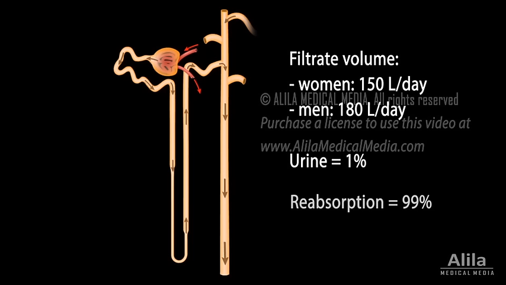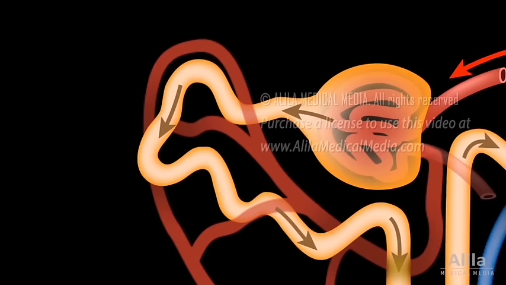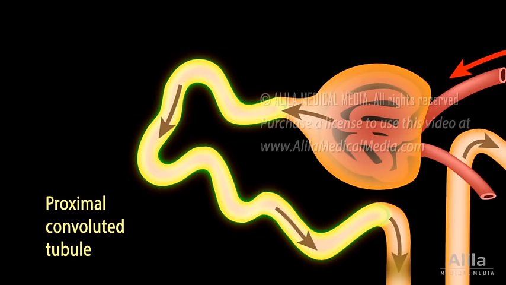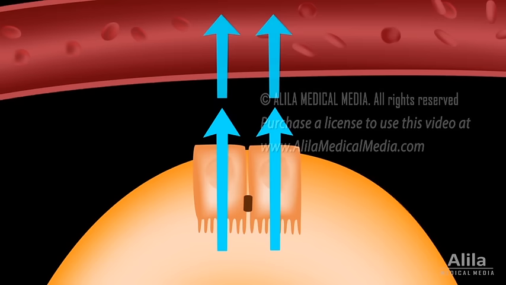The remaining 99% is reabsorbed back to the blood as the filtrate flows through the long renal tubule. This is possible because the efferent arteriole, after exiting the Bowman's capsule, branches out to form a network of so-called peritubular capillaries, which surround the renal tubule. The first part of the tubule, the proximal convoluted tubule, reabsorbs about two-thirds of the filtrate. In this process, water and solutes are driven through the epithelial cells that line the tubule into the extracellular space. They are then taken up by the peritubular capillaries.